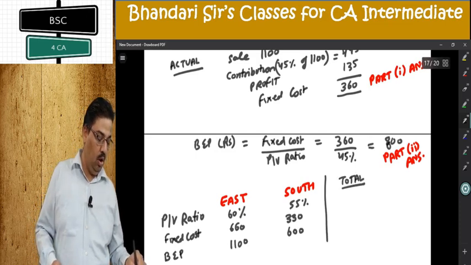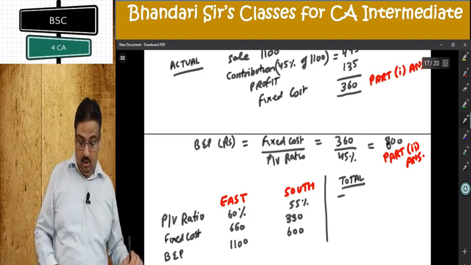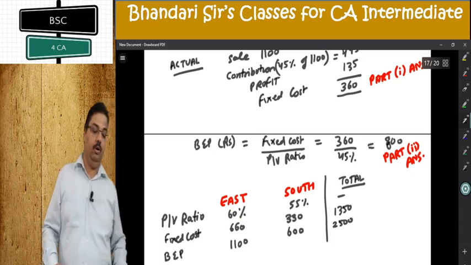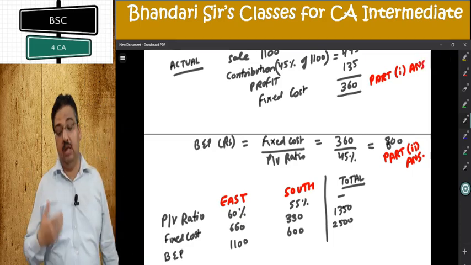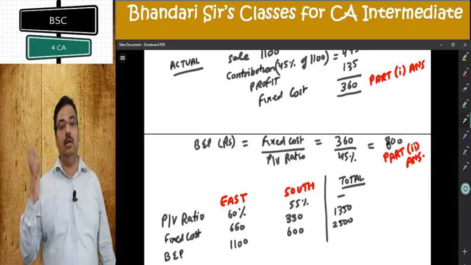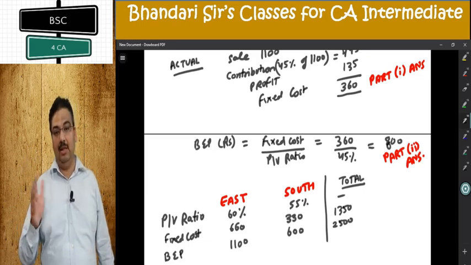Total includes north, south and east. PV ratio is not computed there. 1350 is the fixed cost and 2500 is the break-even point. They are not difficult. They are very simple things. The only thing is, it has been asked 3 times in the same question. That does not make it difficult. It is still a very, very easy question. That was A36.